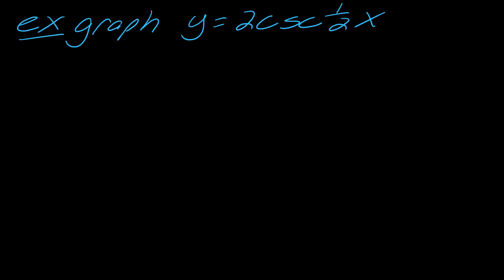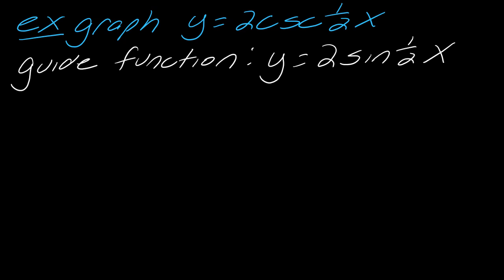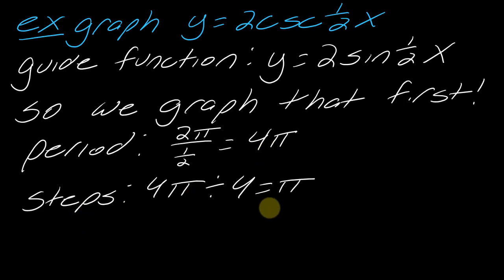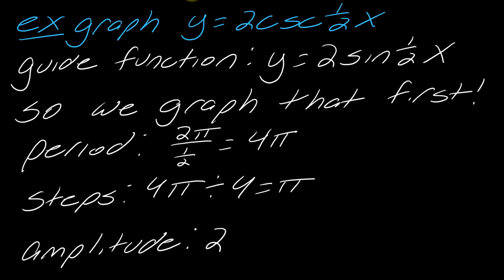Okay, so let's do it now. So I've got 2 cosecant 1/2 x. So the guide function, remember there's that connection between cosecant and sine, so I'm going to graph 2 sine 1/2 x. I'm going to go through all the work to graph this, so this is what we're going to graph first. The period for this function is found by taking 2 pi divided by 1/2, so it's going to equal 4 pi. That means that the steps I make as I'm coming up with my table, I'm going to make 4 pi divided by 4. So my steps are going to be pi width. And then I'll just note here that this has an amplitude of 2.